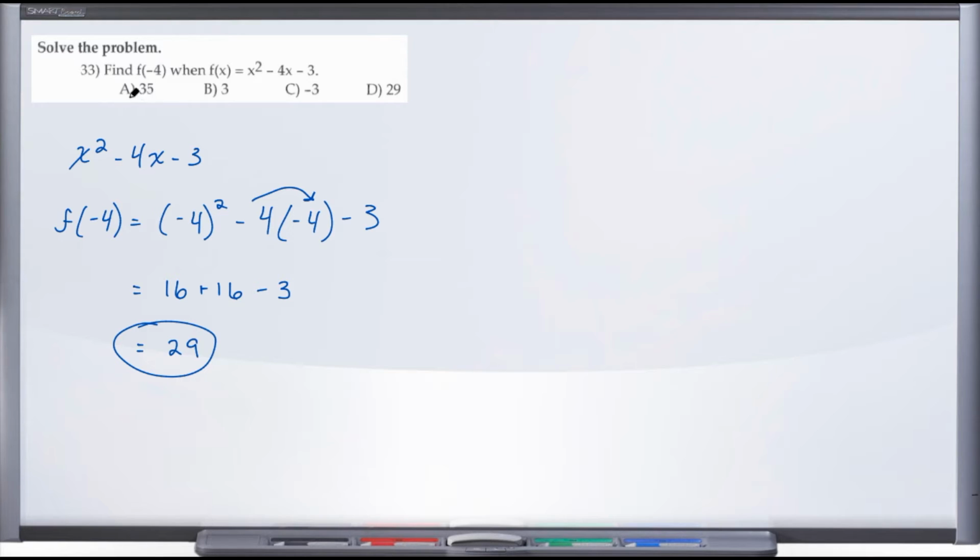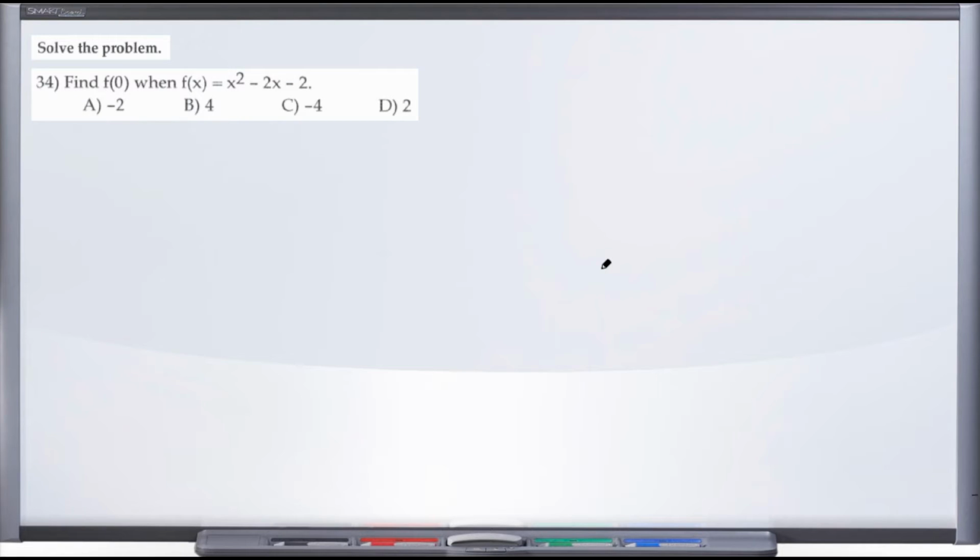And let's see, do we see that answer anywhere? We do indeed. D, as in dog, number 29, or 29 is the answer for 33. All right, let's take a look here at number 34. And again, we're solving the problem.